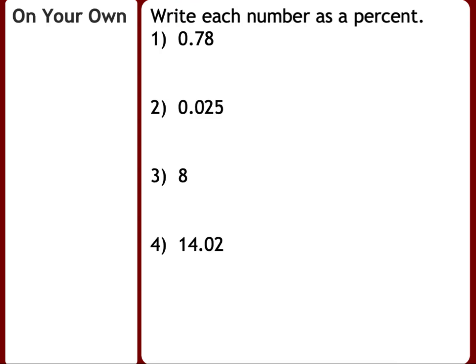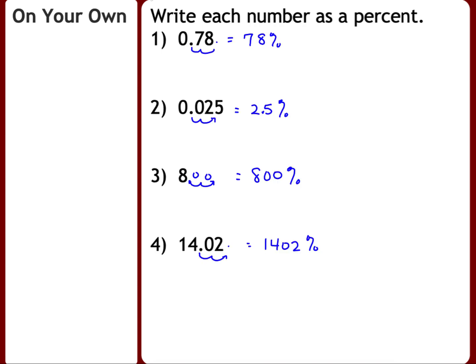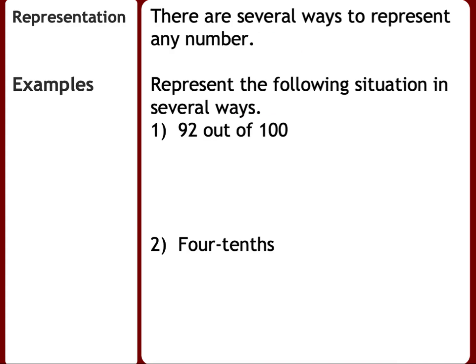All right, so try these on your own. All right, so we get 78%, 2.5%, 800%, and 1,402%. All right, so as you can see, there are many ways to represent any given number. So let's represent the following situation in several ways. So let's say you got 92 out of 100 on a test. Well, we could write that as a fraction, 92 over 100. We know we could write that as a decimal, 92 hundredths. We also know we can write that as a percent. So there are a few different ways we can write it.